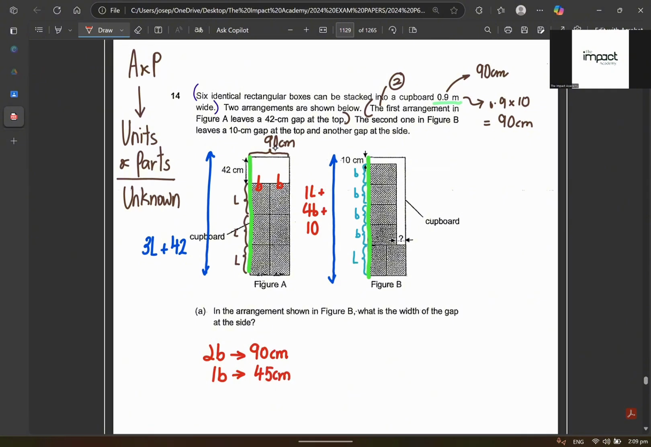In the first part, they're asking us to find this question mark over here. Since you know that 1 breadth is 45 cm, you see this entire thing that has 2 breadths, so this is actually equal to 90 centimeters.